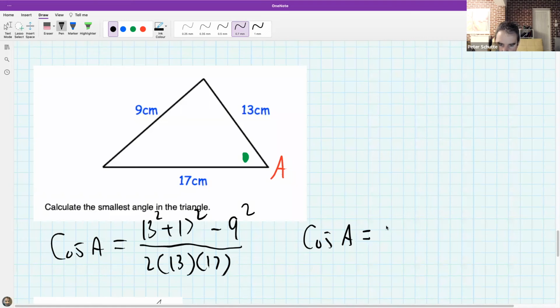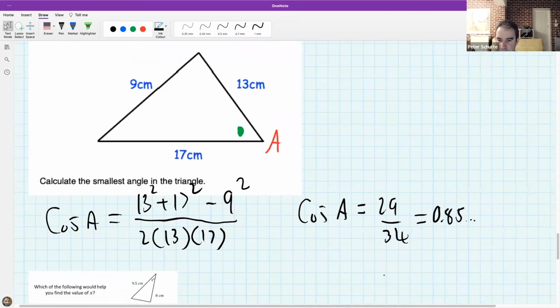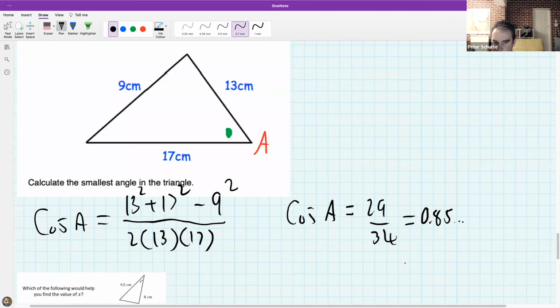So the cos of A would be 29 over 34, or in decimal, it will be quite messy. It'll be 0.85, blah, blah, blah. What the ellipsis does is it just says this carries on. I'm then going to go shift cos, and then hit my answer key, or I could put 29 over 34 if I wanted to do that. That would also give me the answer. And you should get 31.47 degrees. 31.47.